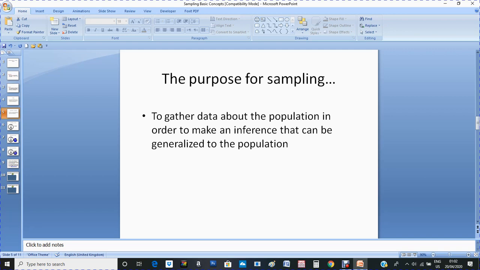Now we want to make an inference after we collect data from the sample and we analyze the data. What is inference? Inference is a conclusion reached on the basis of evidence and reasoning. So we have an inference and we want to generalize it. We can generalize the inferences, or conclusions, or the findings that come from your study only if your sample is representative.